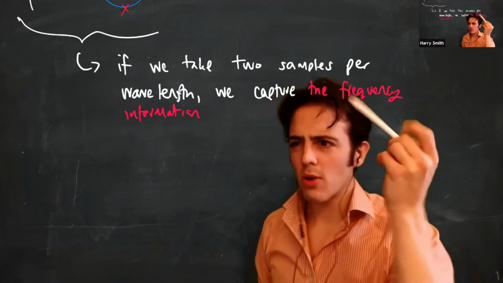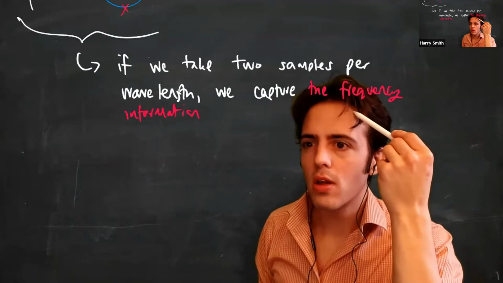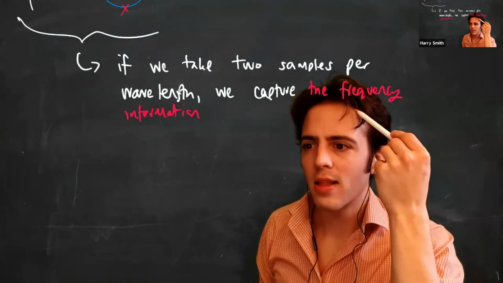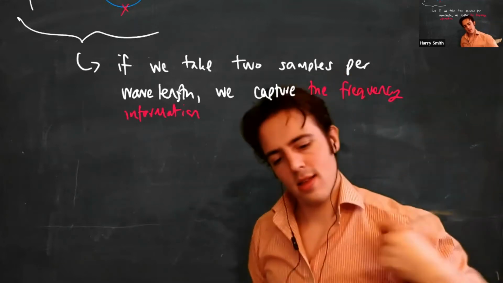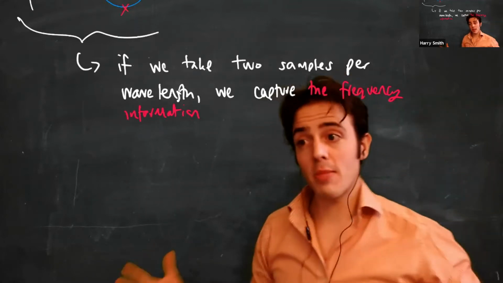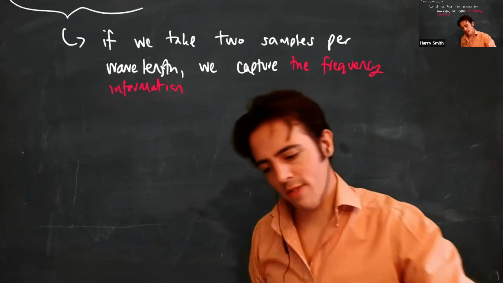Does anyone know what the name of this theorem is called? It begins with an N. An NY. This is good because this shows me that I'm teaching you new stuff, which is good. Okay, so this many confused faces shows me I'm teaching you new stuff.